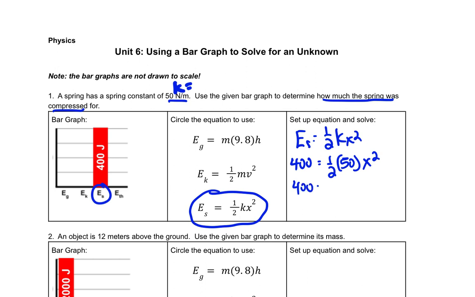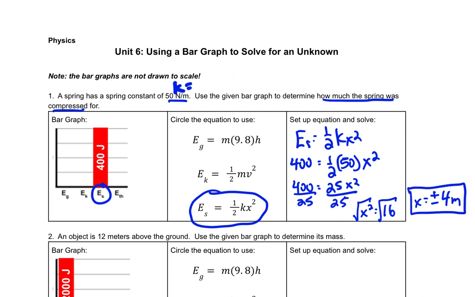All right, so at this point, it just becomes a math problem. We're going to simplify the 1/2 and the 50, get the X by itself. I believe that comes out to 400 divided by 25, which should be 16. And in order to get that X squared into an X, we have to square root both sides. And here you'll see that we get plus or minus, so stretch or compress 4 meters as our answer. Okay, so again, just trying to get us ready for using these equations when the time does come this week.